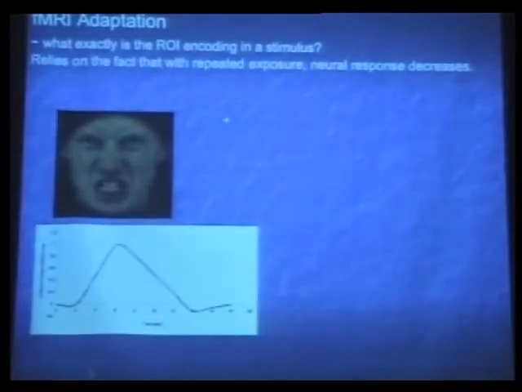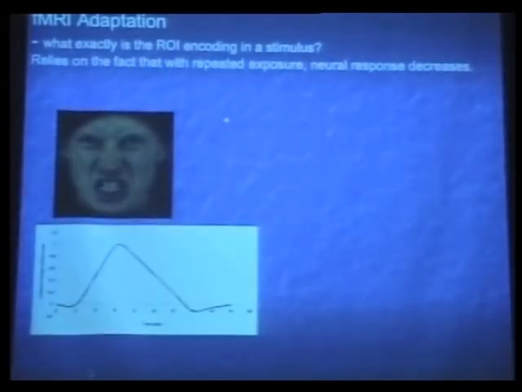So a couple of points. fMRI adaptation. What's this all about? This is one of the attempts to try to tell you what exactly is this area of your brain processing about a stimulus. So if an area likes faces more than objects, fine. But what is it about faces that's driving that? We can use fMRI adaptation to do that. What this relies on is this kind of strategy.